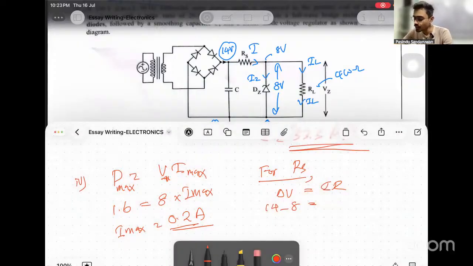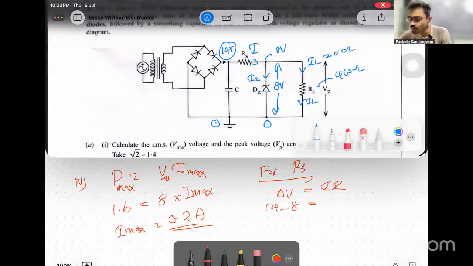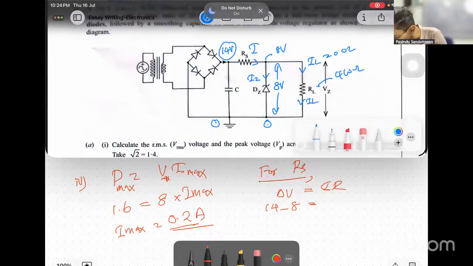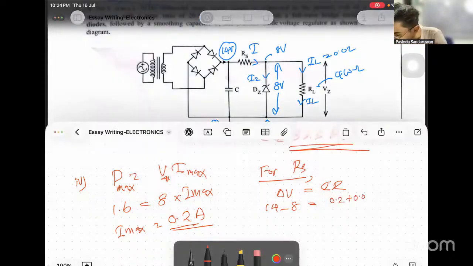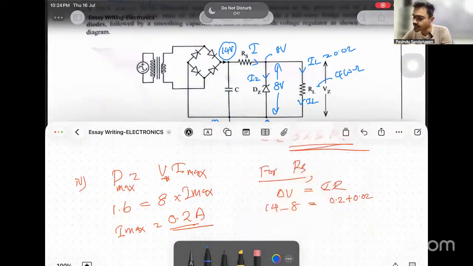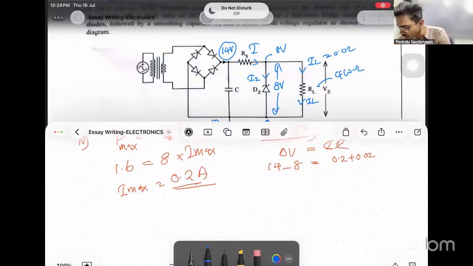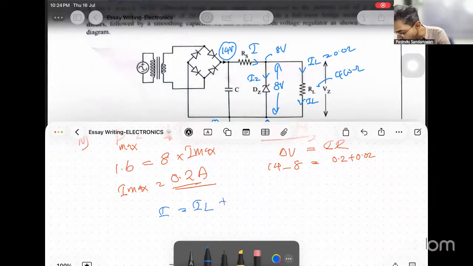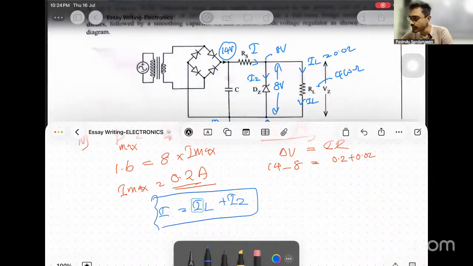And I here: 0.2 flows as Imax through the Zener diode, and another 0.02, the IL determined before, flows as IL. Then you have to add both together, 0.2 plus 0.02. This is the reason, from Kirchhoff's laws, you know I is given by IL plus IC. So I use it here.